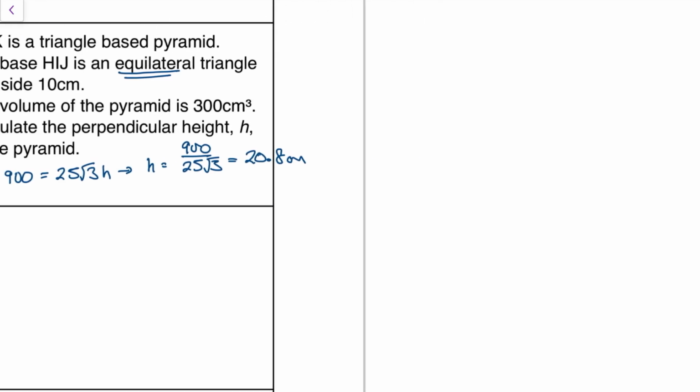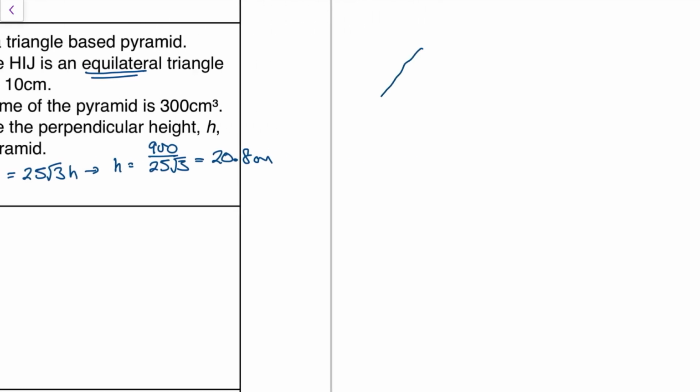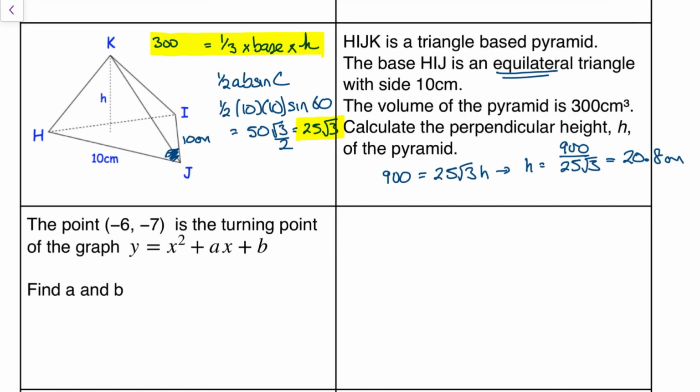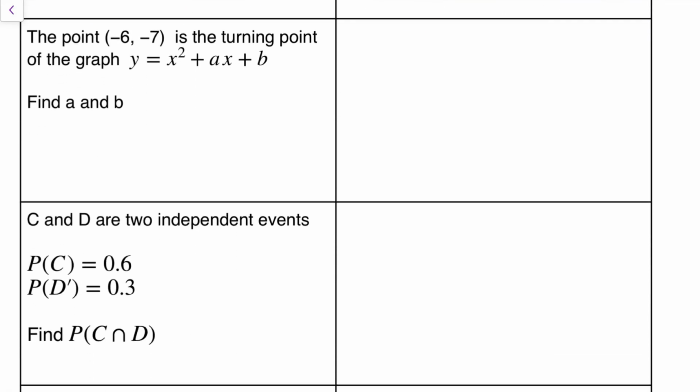Now, if you haven't seen half ab sine C, hopefully by the stage you sit your exam you will have, the other way you could do it is to split the equilateral triangle down into two triangles and use this to work out the height. In other words, 10 squared minus 5 squared, square rooted, so you use Pythagoras to work out the height, and then you do a half times the height times the base. So that will get you to the same place. That will work as well. Either way, question done. Next question.